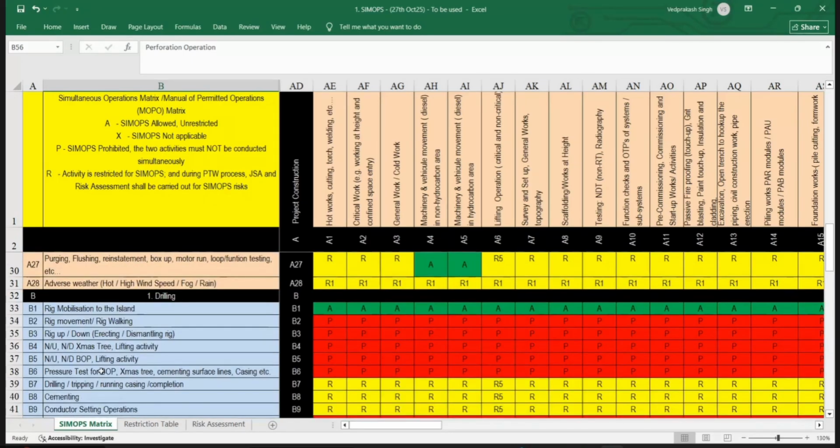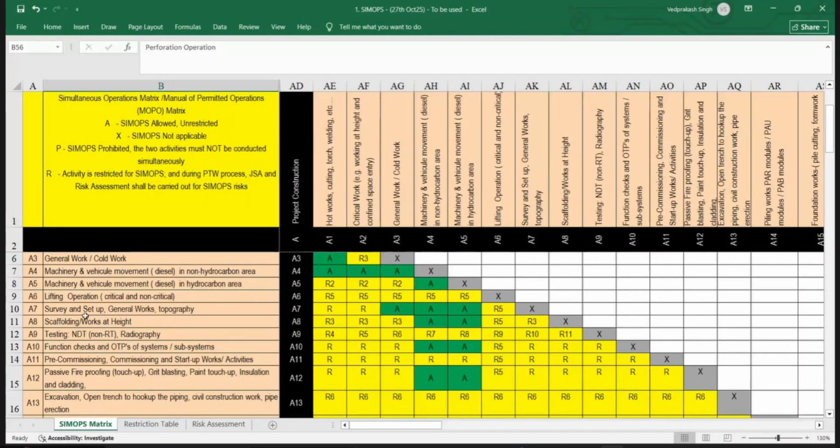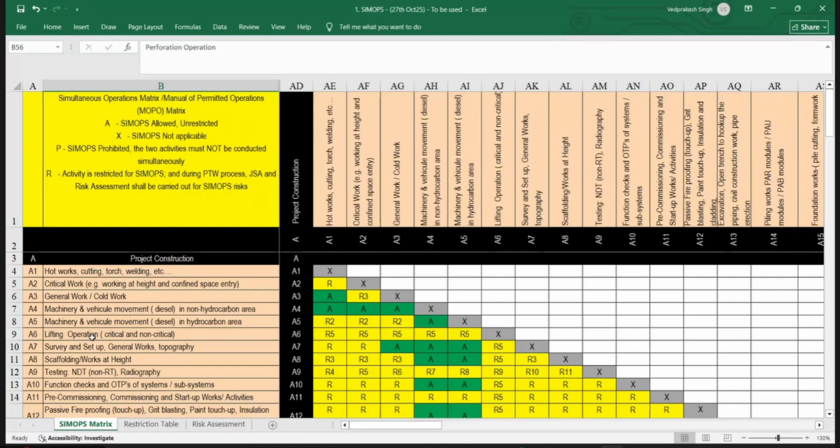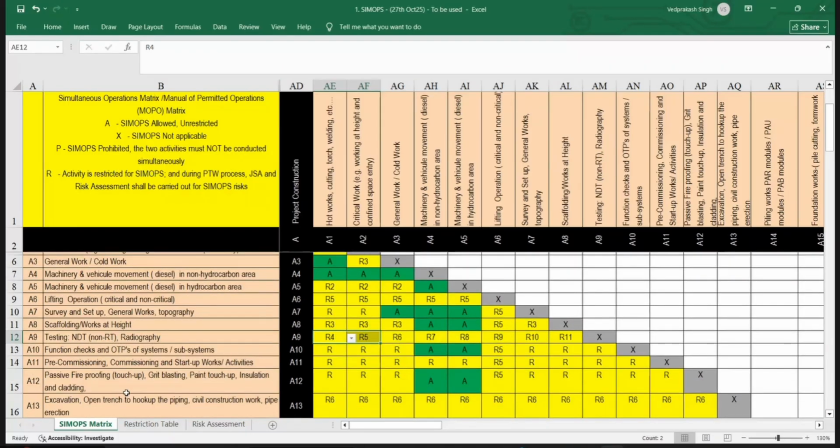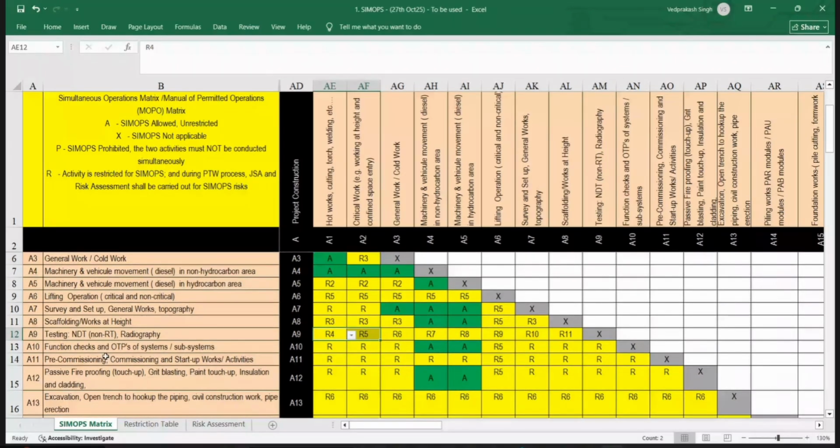We'll discuss in detail, but quickly I will go for construction so that we have good information. For site survey, I think we have put allowed and some restrictions because you cannot do the survey when the lifting work is there and when the hot work and other critical confined work is there. Functional test, I'm putting R because you may have some electrocution, some chance of electric shock. So I'm putting some restriction.